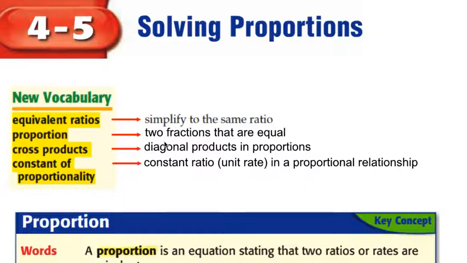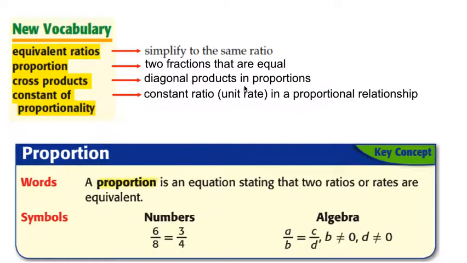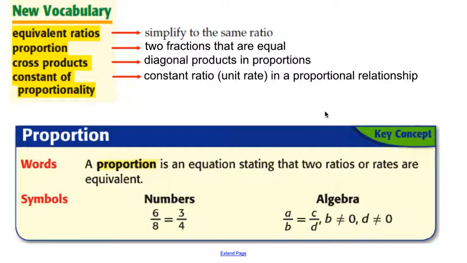A proportion is basically two fractions that are set equal. It's an equation, but it involves two fractions, so two fractions that are equal to each other. A cross product is a diagonal product that we use to solve proportions. And a constant of proportionality is basically a unit rate, which we've talked about in another lesson, and that's always in a proportional relationship.